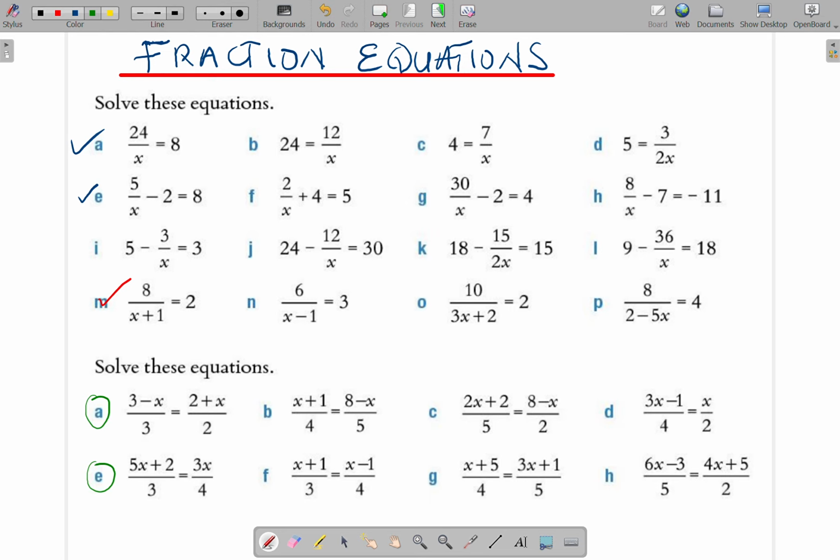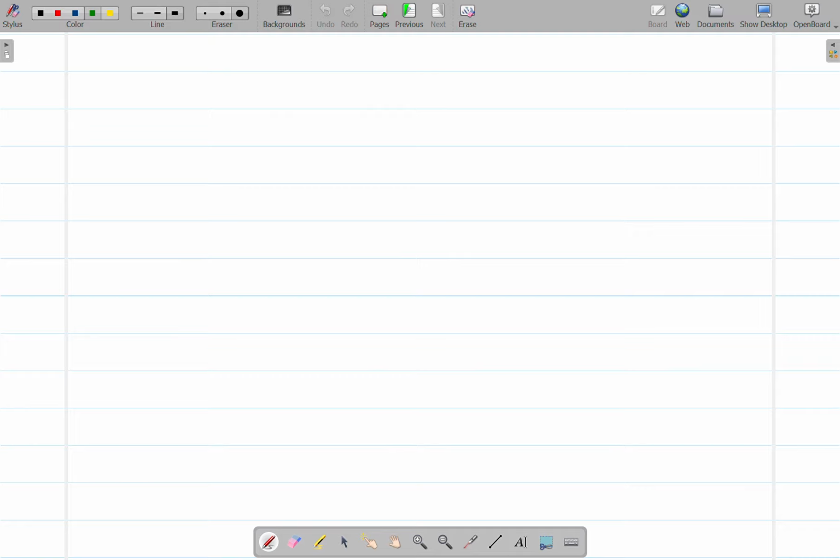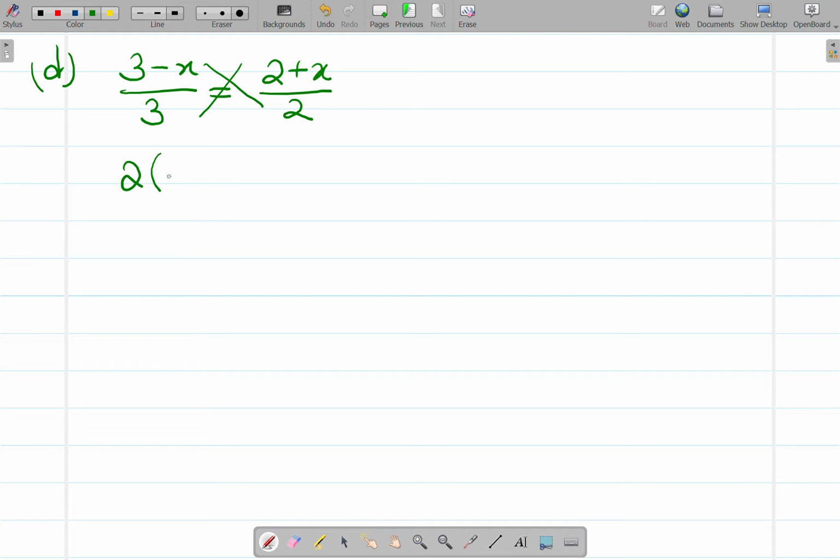So 3 minus x over 3 is equal to 2 plus x over 2. How can we solve that one? So, solution, I'll call this my D. 3 minus x over 3 is equal to 2 plus x over 2. How can we solve this one? Here we are going to cross multiply. So 2 will multiply 3 minus x is equal to 3 will multiply 2 plus x, like that.